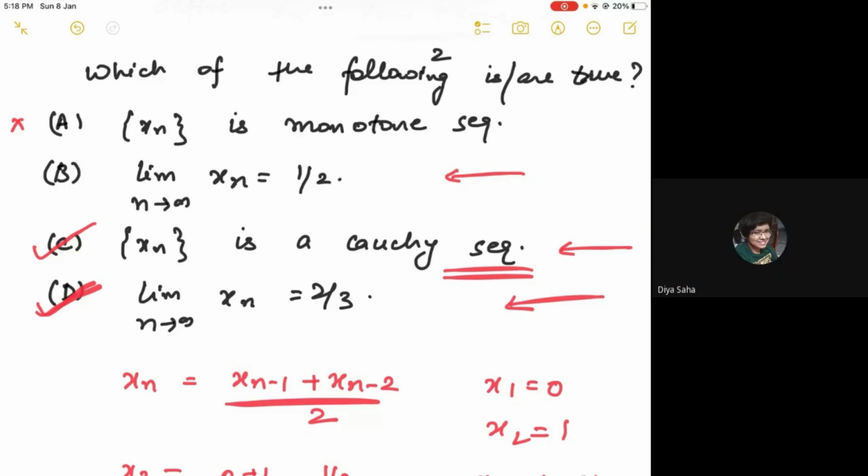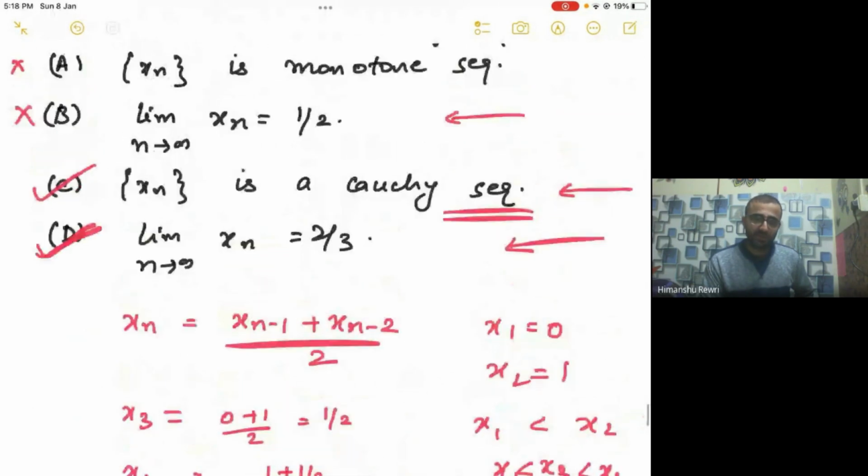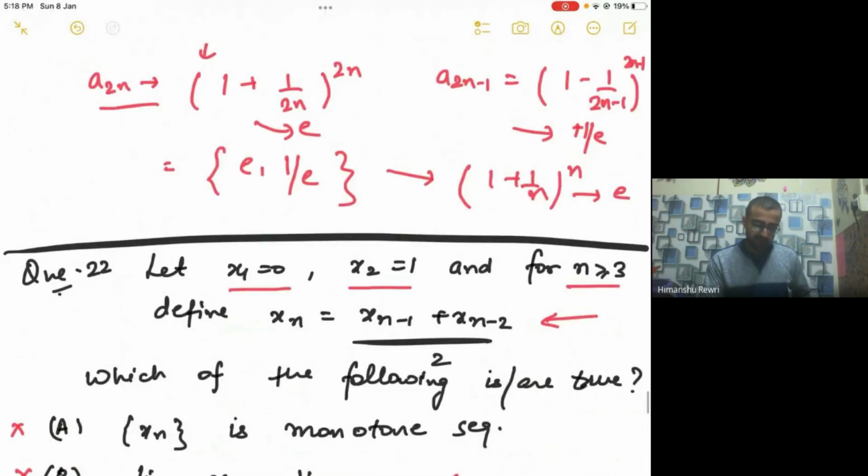Yes, sir. Okay, nice. For question number 22, option C and D is correct and option B is false. So this is it from my side. If you want to ask any question, you can ask.